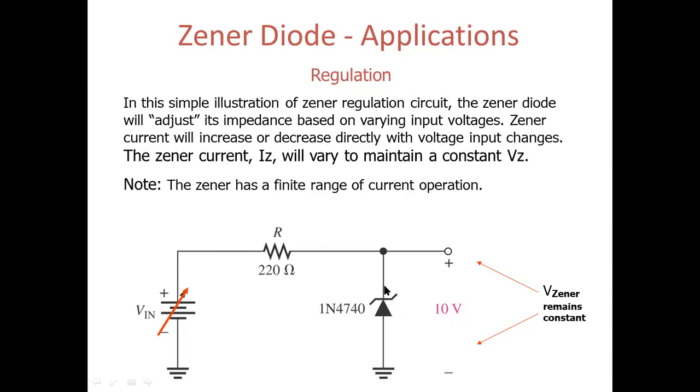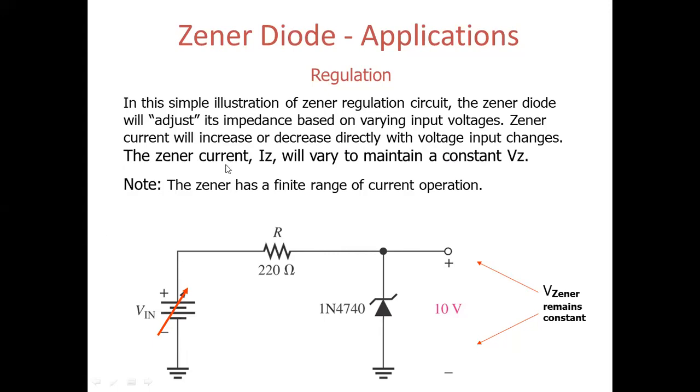For DC, we can call it a resistance only. It will adjust its impedance based on varying input voltage. As the input voltage increases or decreases, the Zener diode will vary its impedance to adjust the current here. So the Zener current will increase or decrease directly with the input voltage changes, according to how the input voltage changes.